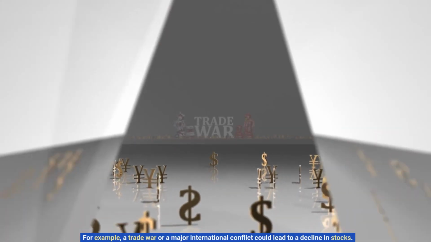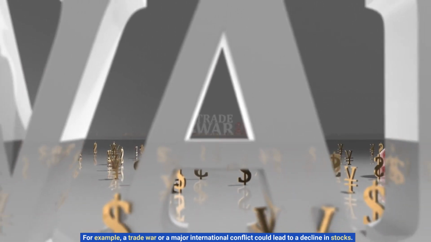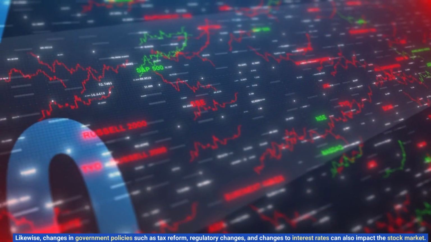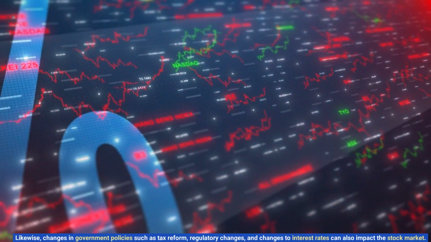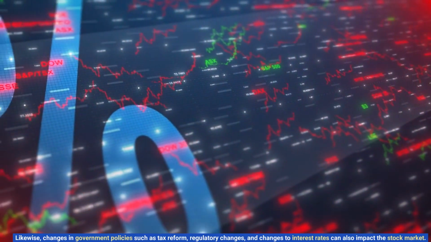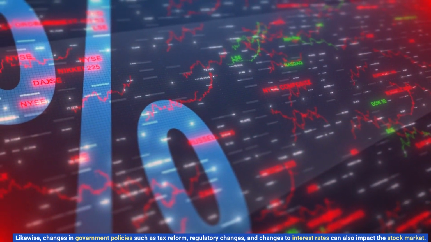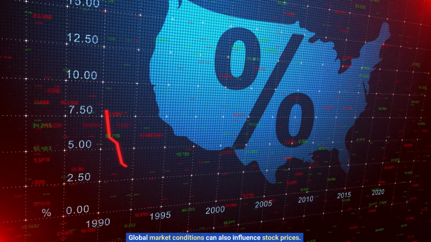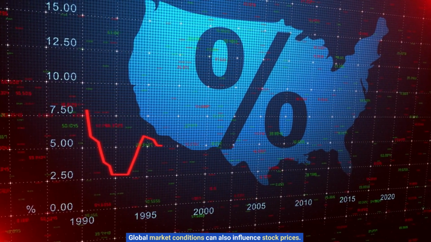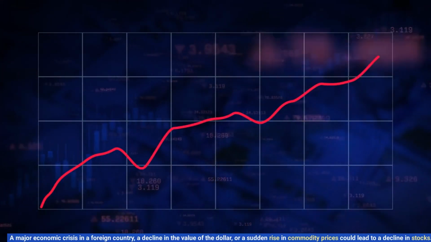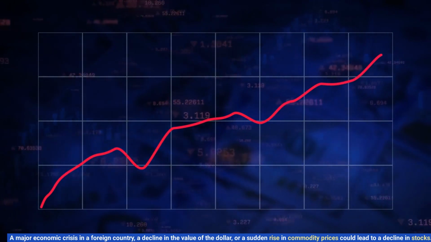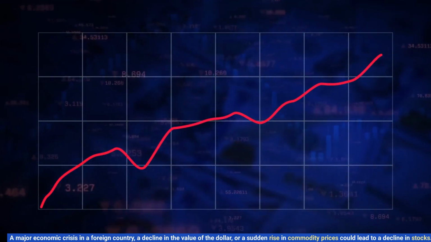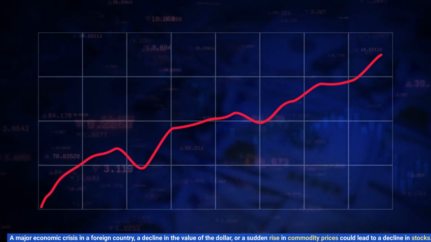Geopolitical events and government policies can also affect stock prices. For example, a trade war or a major international conflict could lead to a decline in stocks. Likewise, changes in government policies such as tax reform, regulatory changes, and changes to interest rates can also impact the stock market. Global market conditions can also influence stock prices. A major economic crisis in a foreign country, a decline in the value of the dollar, or a sudden rise in commodity prices could lead to a decline in stocks.